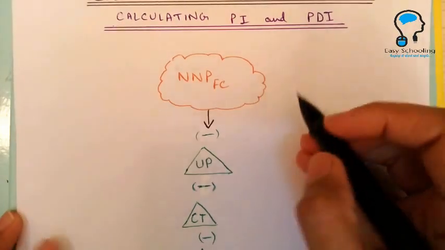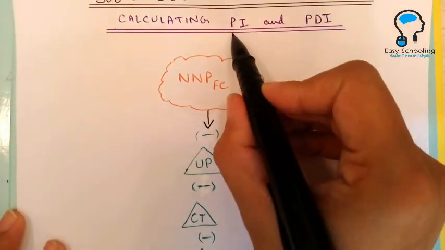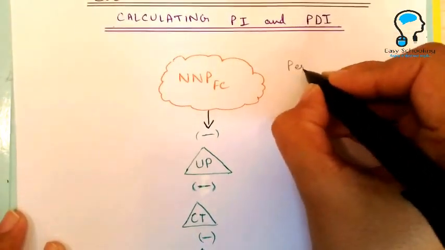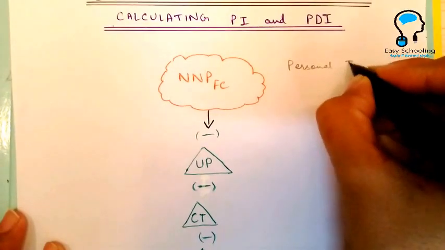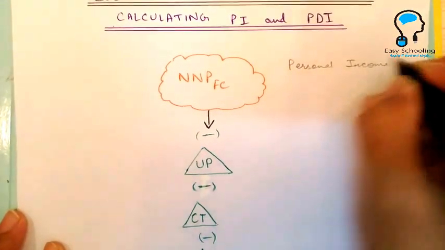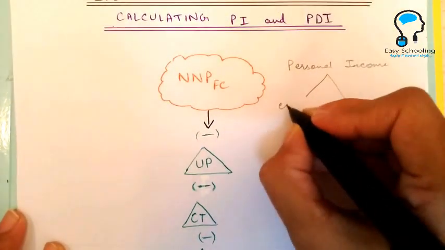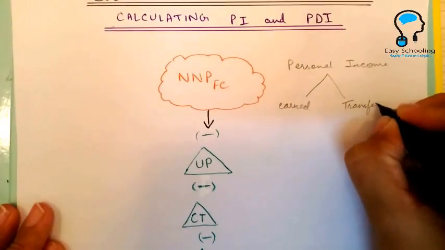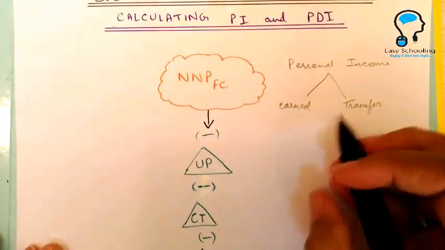In this video, we will learn how to calculate personal income and personal disposable income. First, let us see what is personal income. Personal income is the earned income and transfer income received by the households.